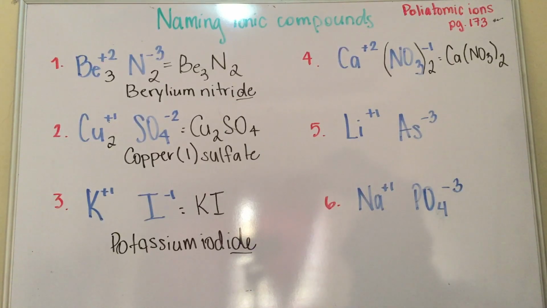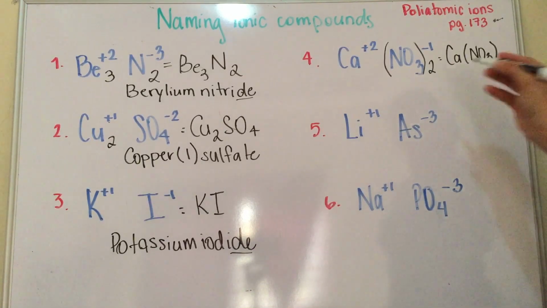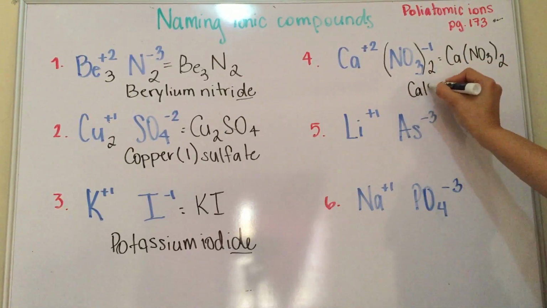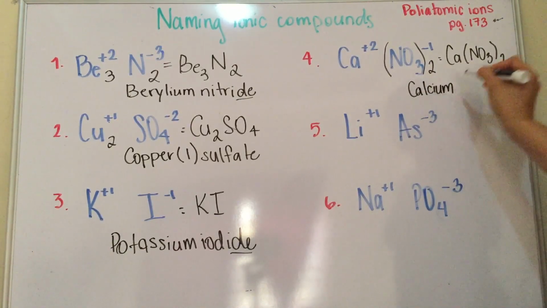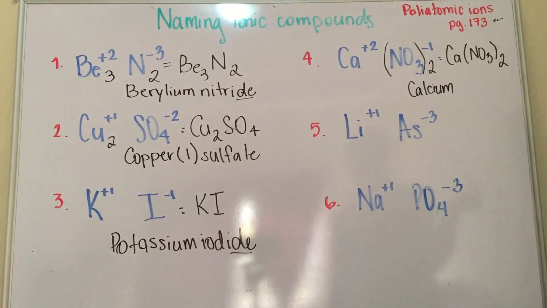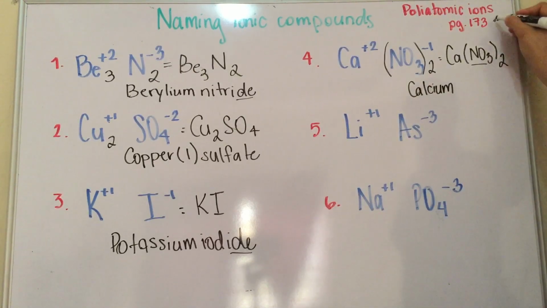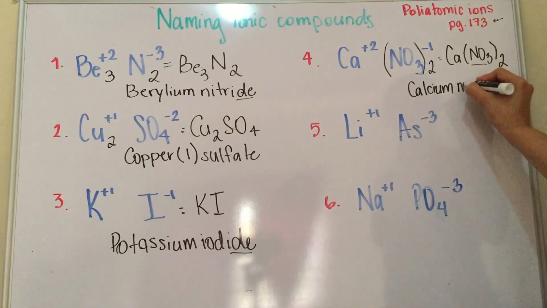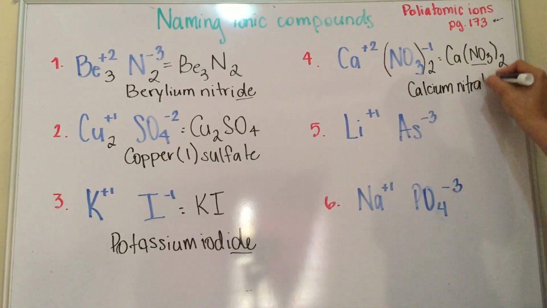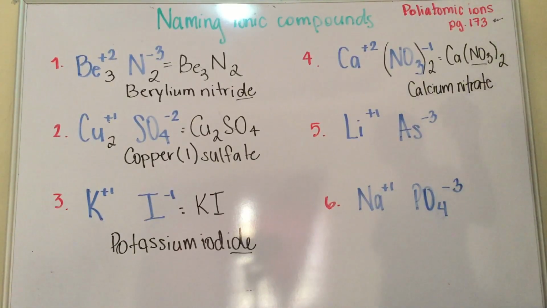How am I going to name it? First goes the metal. So first I'm going to name calcium. Is calcium a regular metal or is it a transition metal? It's in group 2A, so it's a regular metal, so I don't put parentheses. What's the name of this one? It's on page 173. It's nitrate. So the name of this one is calcium nitrate. We don't change the ending if it's a polyatomic ion.